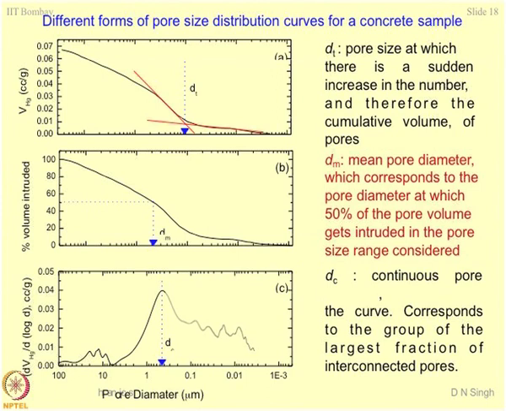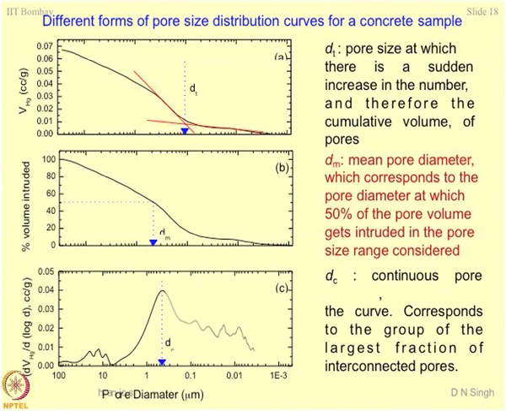This pore diameter versus volume of mercury graph will give you a parameter known as DT. DT is nothing but this pore size where there will be a sudden increase in the number and cumulative volume of the pores. So this parameter becomes very important in characterizing the geomaterials. If you plot percentage volume of mercury intruded versus pore diameter, there is something known as the mean pore diameter DM, which corresponds to 50% of the pore volume. If you obtain DM at 50% of the pore volume, this becomes another parameter which can be used for characterizing the geomaterials.